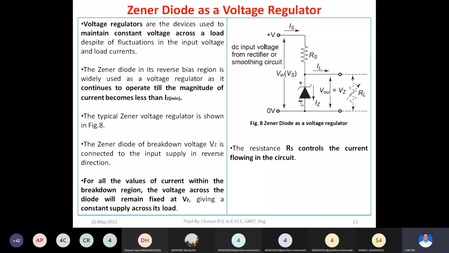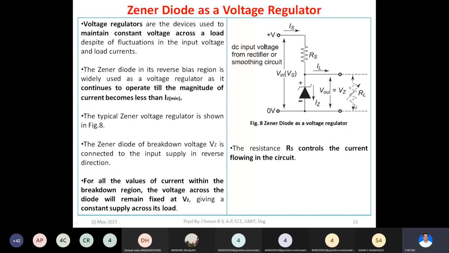So here the Zener diode is connected in a reverse condition where the positive terminal of the battery is connected to the cathode and the negative terminal of the battery is connected to the anode. This battery or power supply is called the input voltage or input power supply to the diode. And this is a series resistance RS which is connected in series with the diode. At the output, you can see a resistance called RL. This is representing the load. This can be a single resistor, or else this can be one more circuit, or it can be an LED.